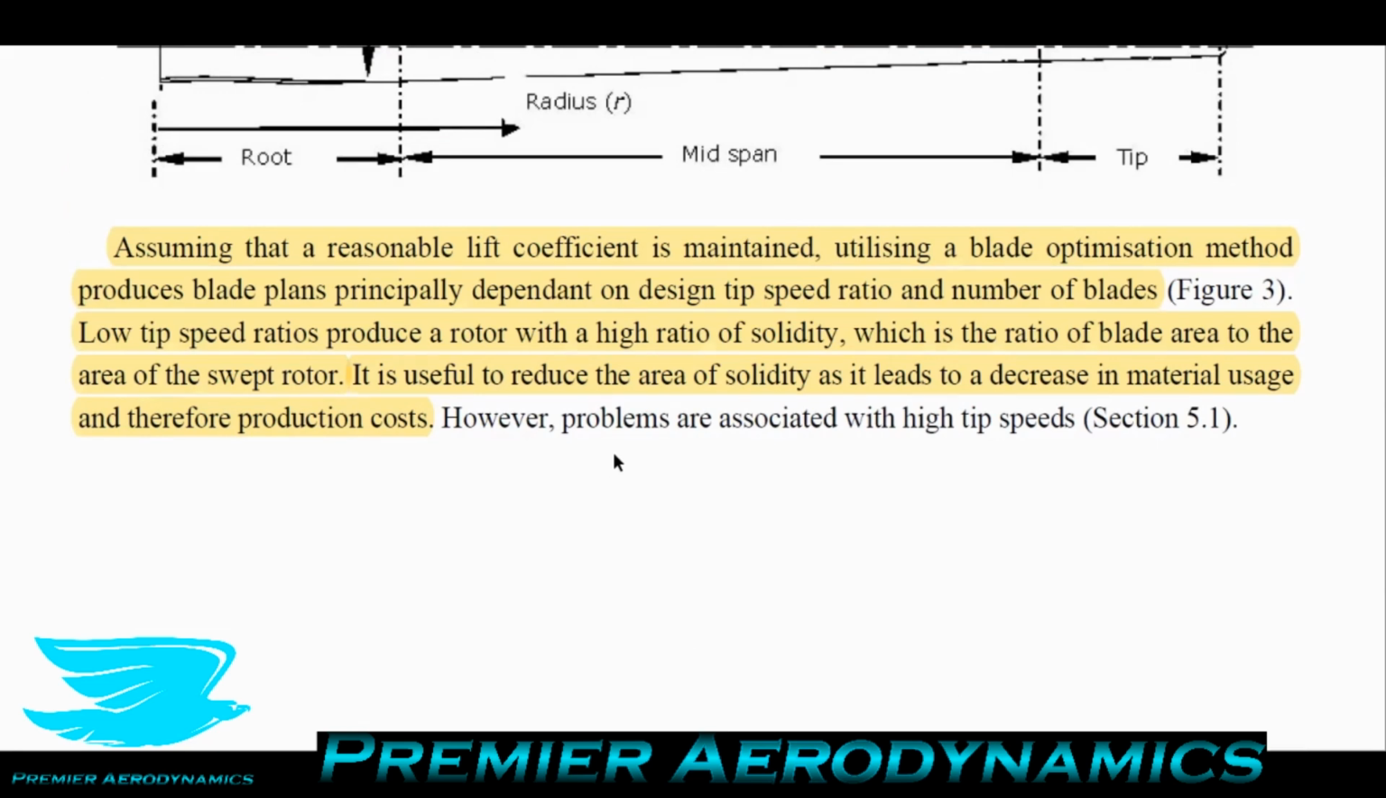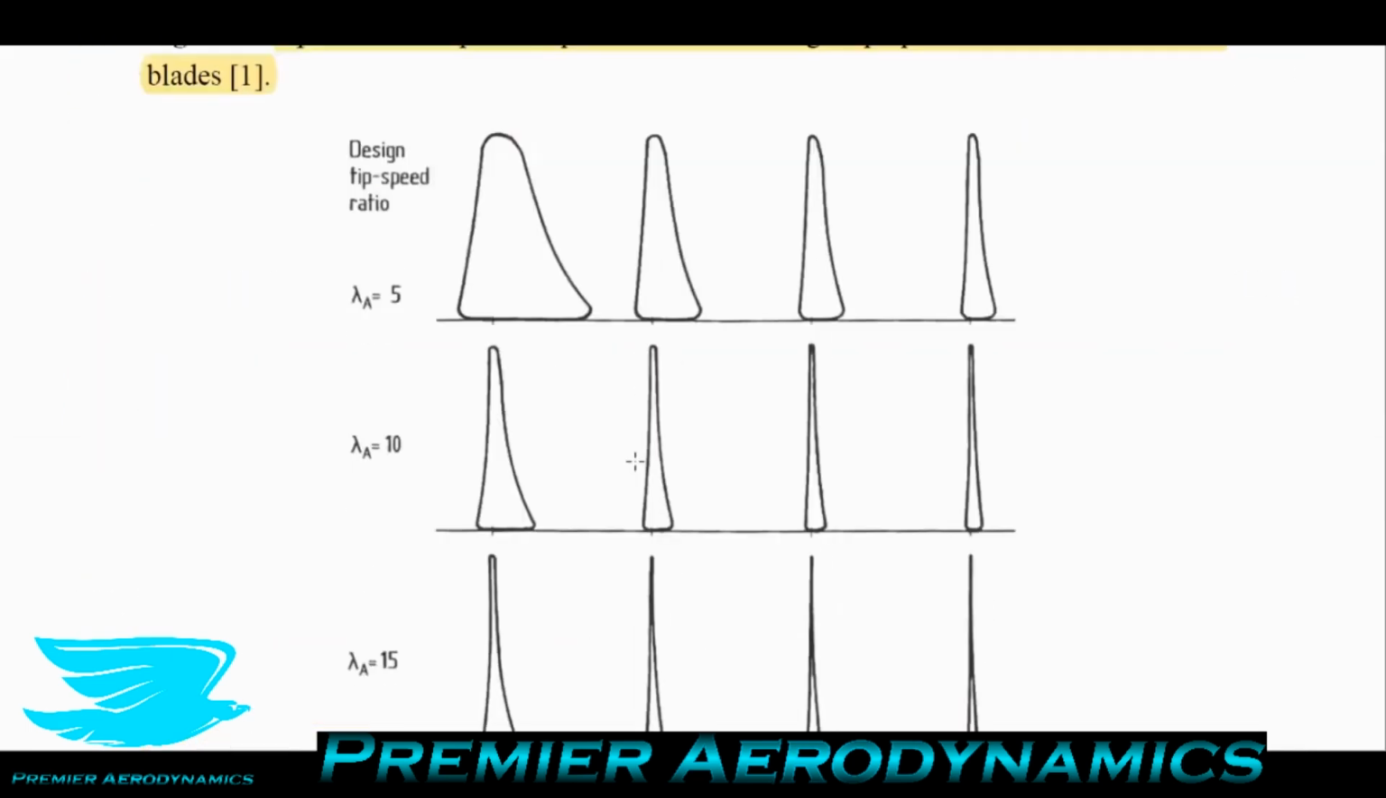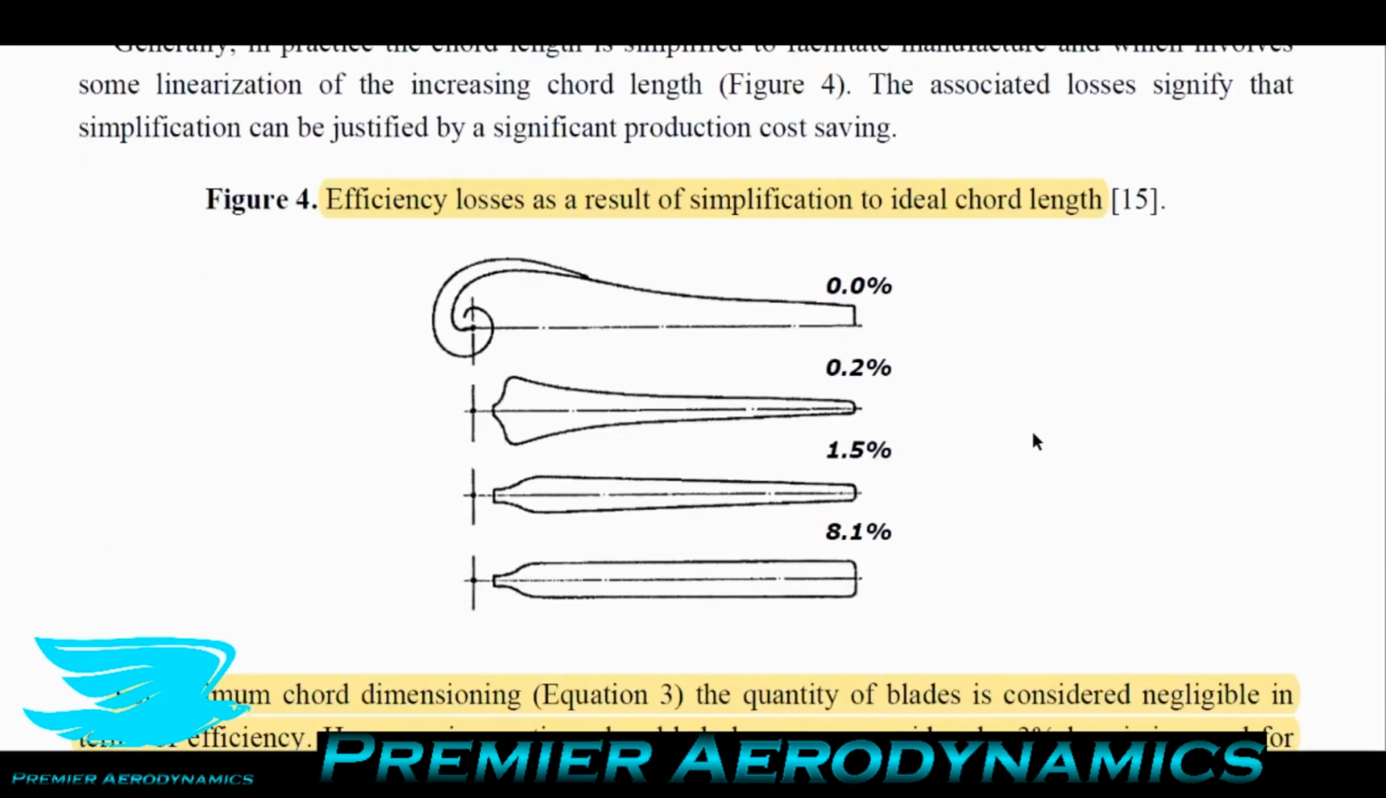They say low tip speed ratios produce a rotor with a high ratio of solidity, which is the ratio of the blade area to the area of the swept rotor. It is useful to reduce the solidity as it leads to a decrease in material usage and therefore production costs. It also affects the efficiency as well. So now they have figure 4, how simplifying a wind turbine blade affects the efficiency of the blade. The ideal case, which is quite difficult to manufacture, is obviously the best. But then you want to perhaps make simplifications to make manufacturing costs lower and make it easier.